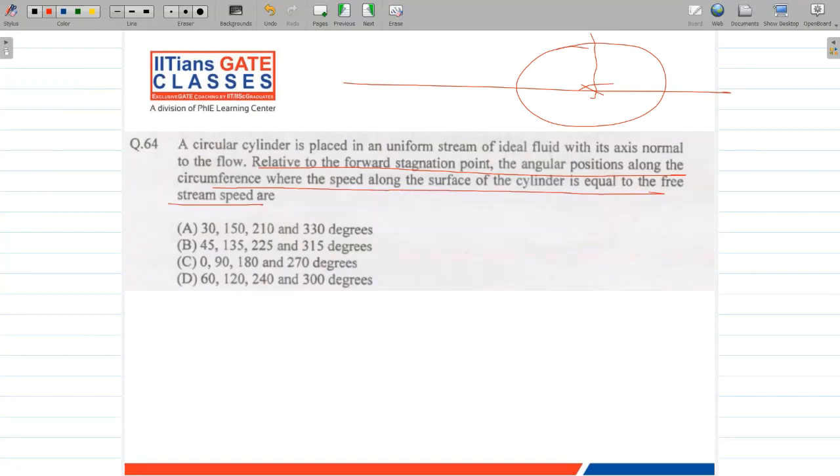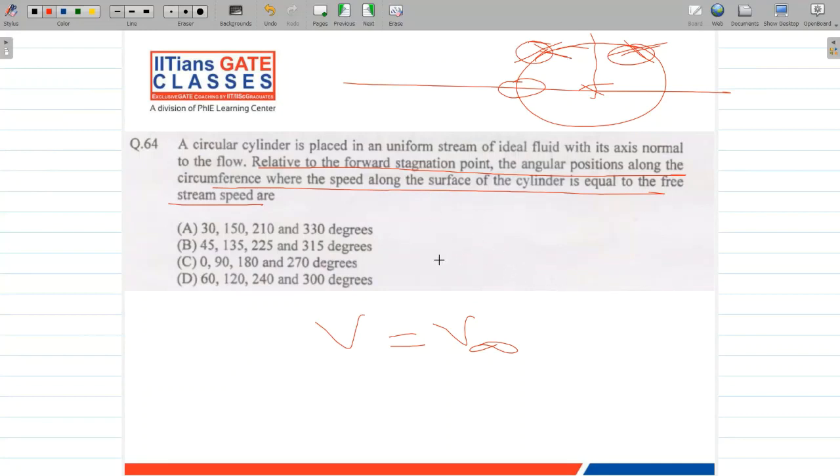So what they're asking us is that with respect to your forward stagnation point, so we know that this point is your most forward location of the stagnation point, right? With respect to this point, you need to give the answer towards where the locations on your cylinder are where the velocity at that particular point is equal to the free stream velocity. So which are the locations where the velocity on the surface of your cylinder is equal to V infinity, the free stream velocity?